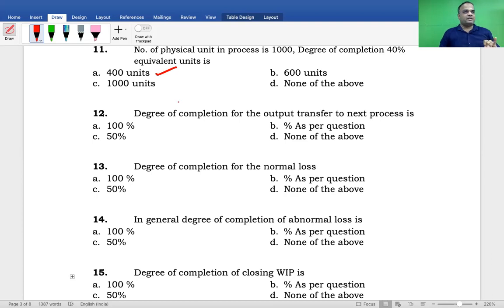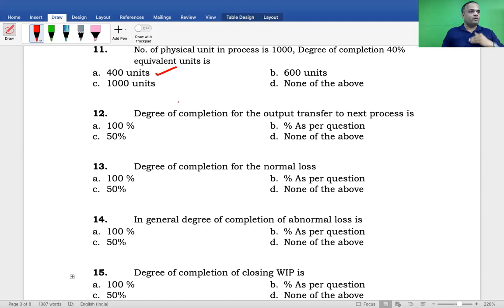First, you have to write the definition. It's an accounting function by which converting incompleted production units into equivalently completed units is called equivalent production. Second point, it is for the purpose of better valuation of stock. Thereafter, you have to write the formula: number of physical units into percentage of completion. Thereafter, in the same question, you can write it as an example.